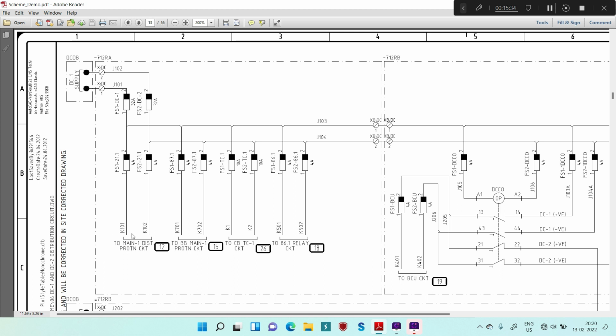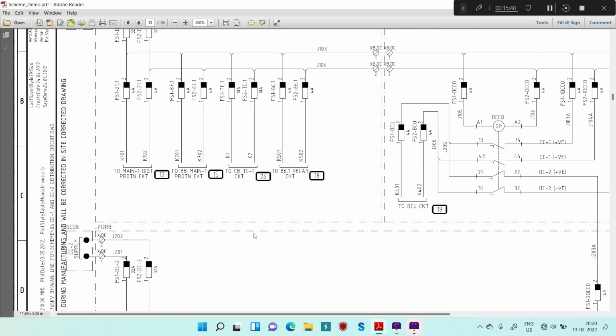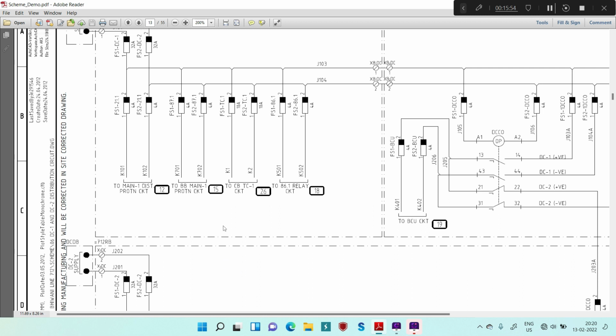So this K101, 701, 501, these are basically for source 1. Similarly, for source 2, it will start from even numbers like 201, 601, 801, like that. So K201, 801, 601. For breaker, the source 1 is generally designated as K1, K2, and for source 2, it is designated as K51, 52.